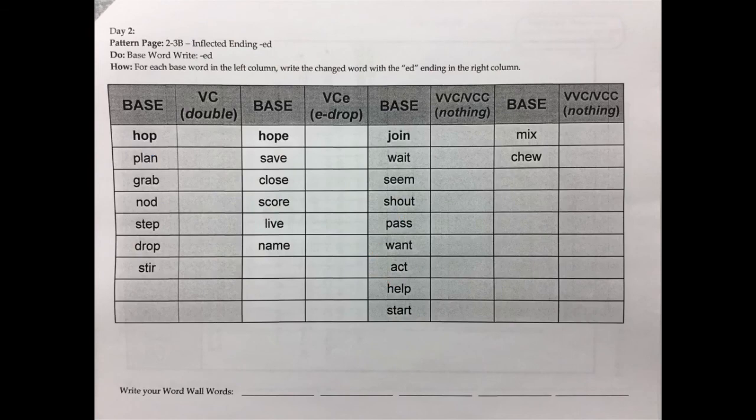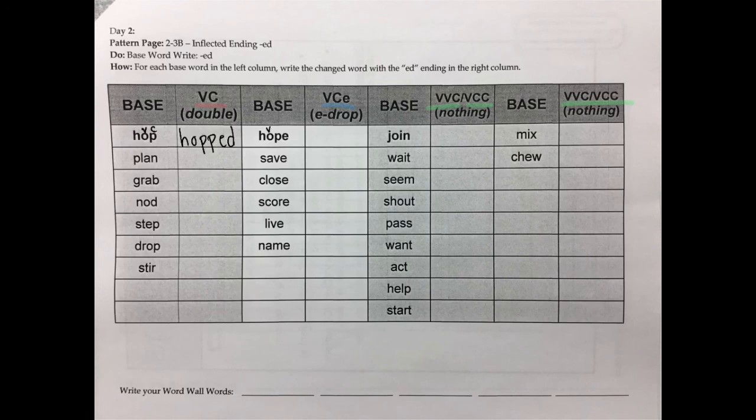Now we know if we see the VC pattern, we are going to double. If we see the VCE pattern, we are going to E drop. If we see VVC or VCC, we are going to do nothing. So let's take a look at our first word, hop. We know that is vowel consonant. I'm going to need to double. H-O-P-P-E-D.